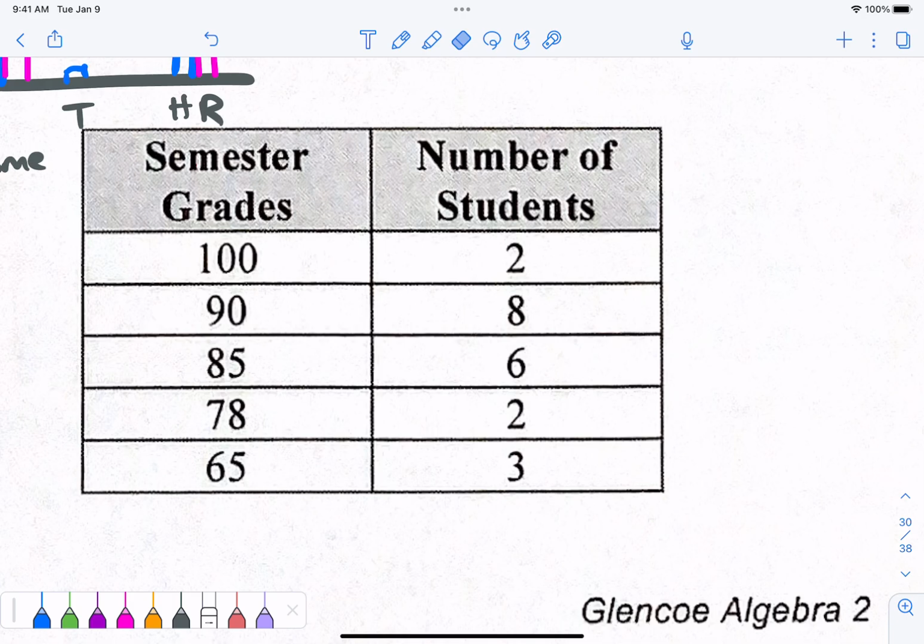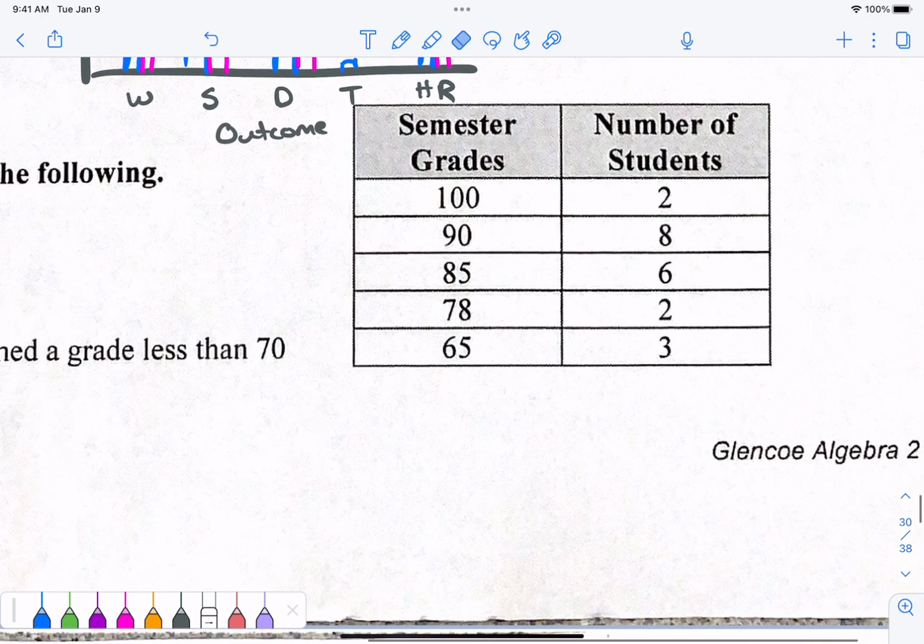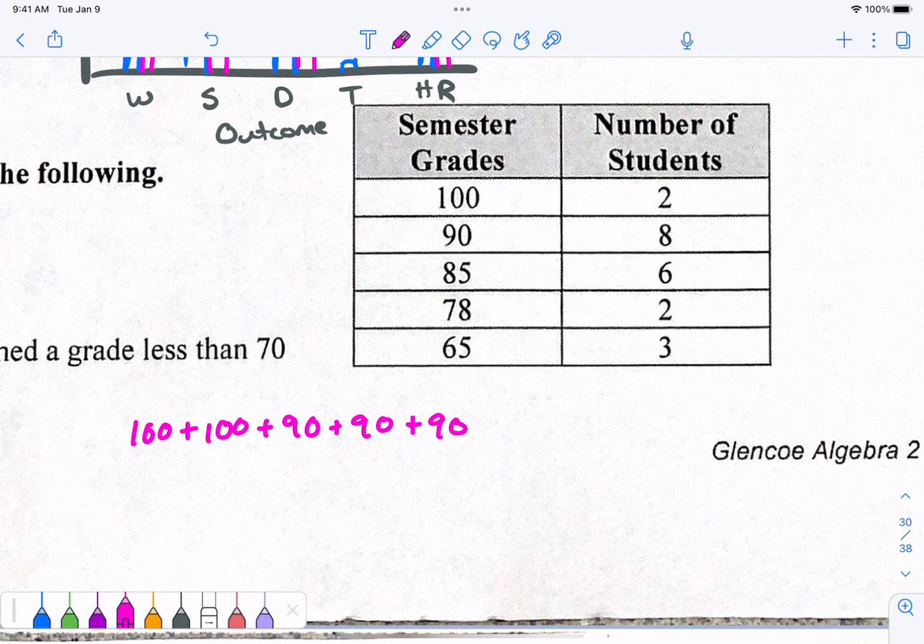What do you do? Yeah, so I hear what Jack's saying over there. He says 2 students got 100. So that's like saying 100 plus 100 plus 90 plus 90 plus 90. And there's 8 of those, right? And we keep adding them all together, right? Multiply over, then you add them. Or let's just multiply them together, right? And figure out those, okay?